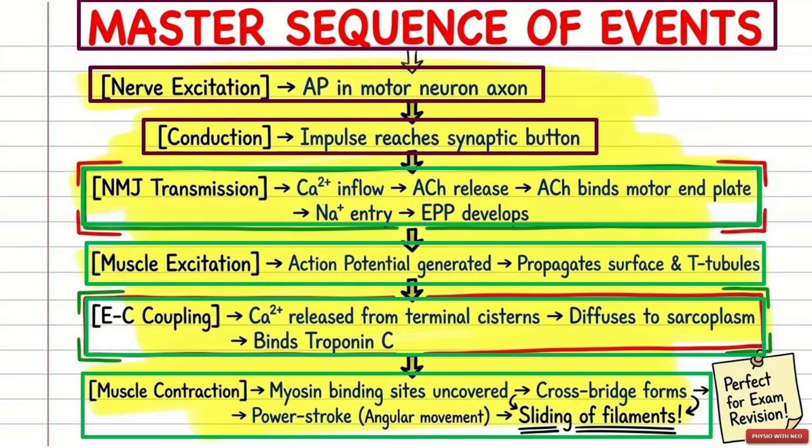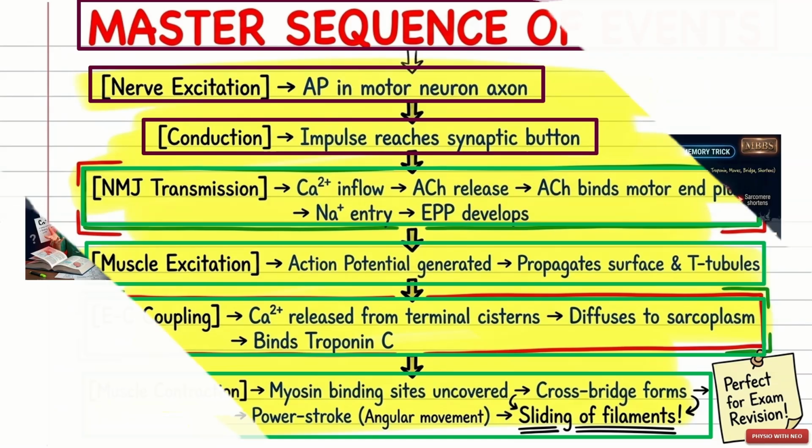That's the entire story. Now, I want you to look at the sequence as one chain. Nerve excitation, acetylcholine release, muscle action potential, T-tubule, DHPR, ryanodine receptors, calcium release, troponin C, tropomyosin moves, actin-myosin interaction, power stroke, sliding of actin, and the sarcomere shortening. If you can reproduce this chain, you can explain the entire mechanism logically instead of trying to memorize isolated sentences.